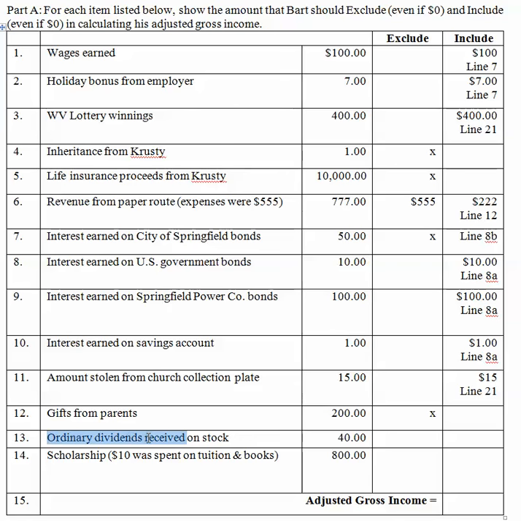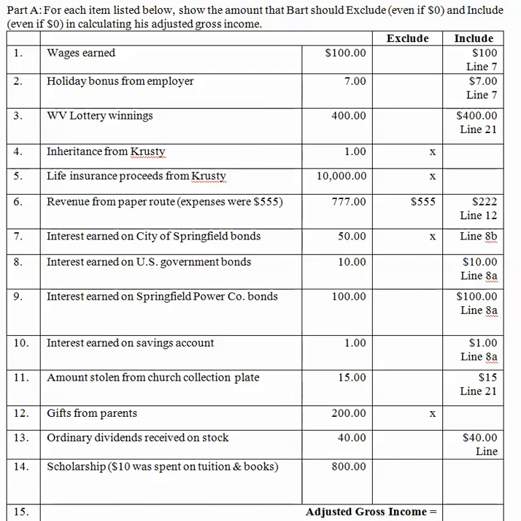Number 13, ordinary dividends is taxable, and that is going to go on line 9A. There's also a line 9B that we won't deal with in this course, but it's called qualified dividends, and qualified dividends have tax preferential treatment. So let's say you're in a 25% tax bracket. Those qualified dividends would only be taxed at 15%.